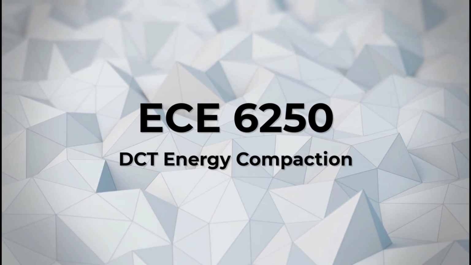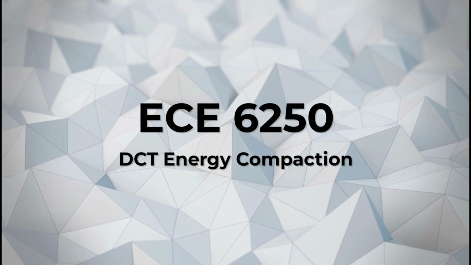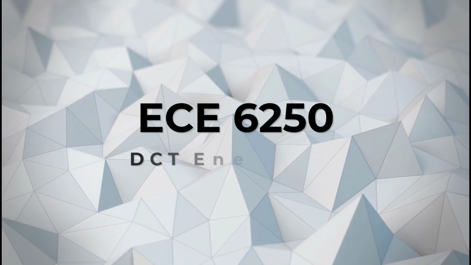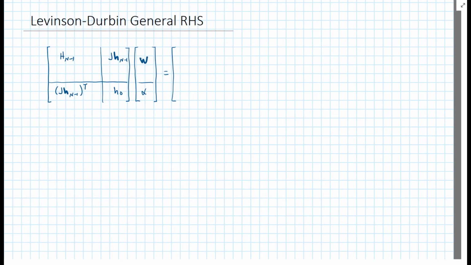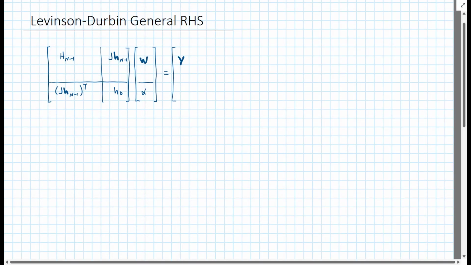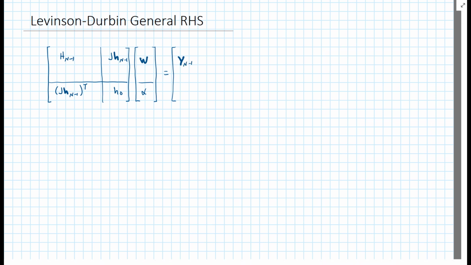We've solved the Levinson-Durbin recursion algorithm for a specific right-hand side, and now we need to move to a general right-hand side. The tricky part is the matrix that we would normally have to invert, and we're trying to avoid inverting that matrix. So our solution is going to be different.